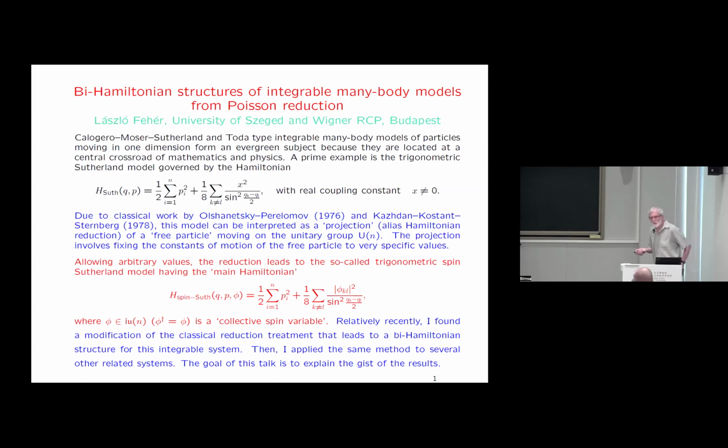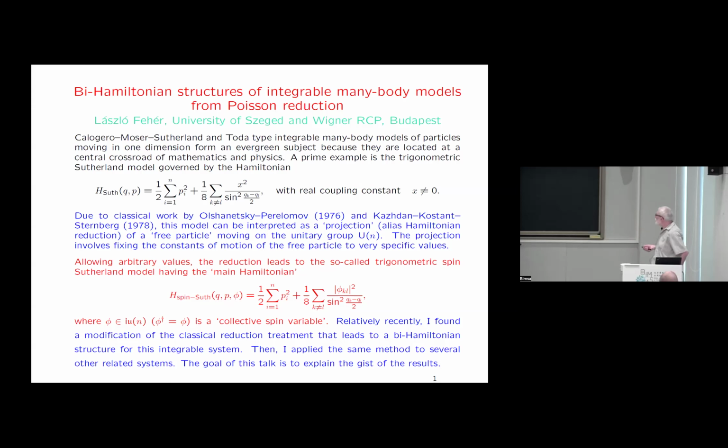And I'm in a lucky position because last week Dima was talking about a sort of closely related subject, actually, in which he described the background of Hamiltonian reduction that I'm also applying in this talk. Okay, so this model arises by looking at free particles on the unitary group U(N) and fixing some conserved quantities, which are given by some moment map, to some very particular value.